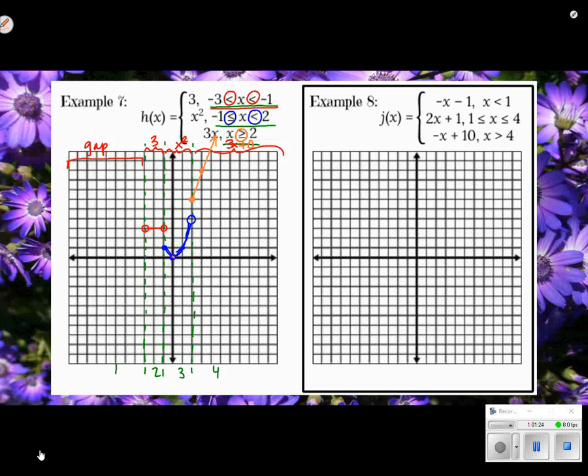So more pieces, you just break it down and do more things. That's it. Let's look at number 8, and this will be our last thing that we do. We're not going to get into the writing.